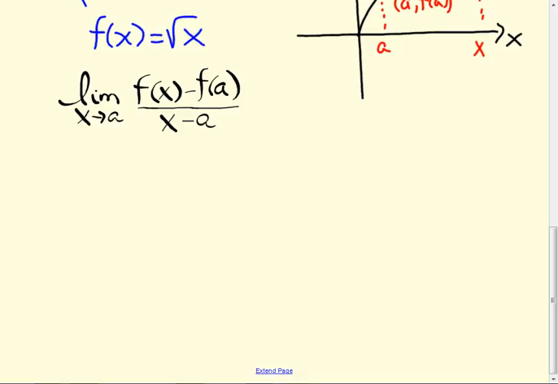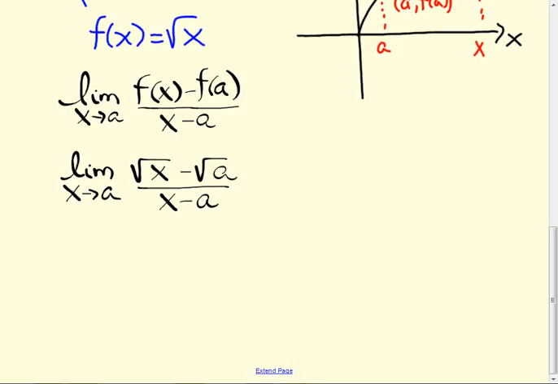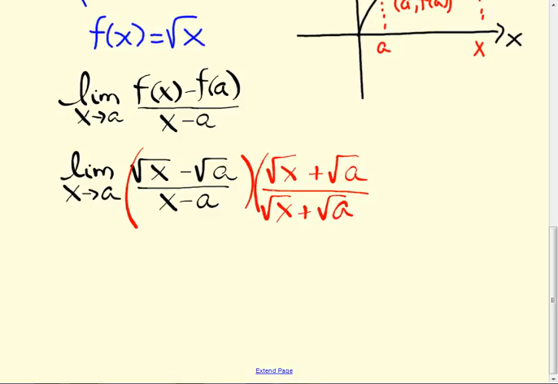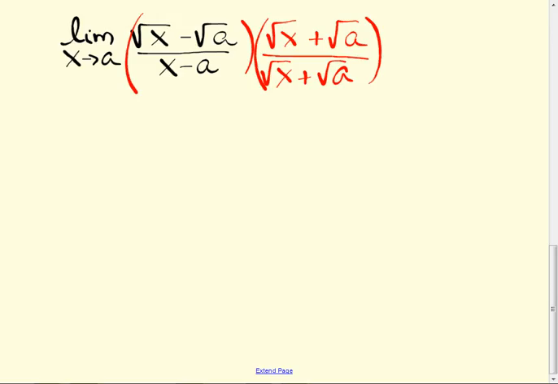So f of x was equal to the square root of x, right? Square root of x minus the square root of a over x minus a. Why did we practice these limits? So we know what to do right now. Do you remember what to do with that? I don't like that square root there. If I substitute in a, I get 0 over 0. And square root of x plus the square root of a. It's just an algebraic trick. It may not even do me any good, but I believe it will. Square root of x plus square root of a. And when you multiply the numerator out, you FOIL that, what are you going to get?